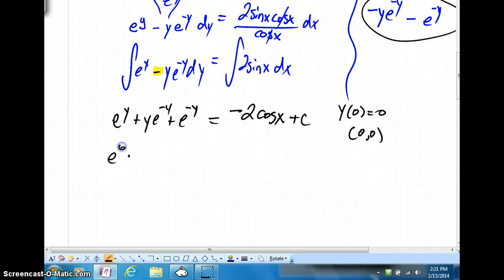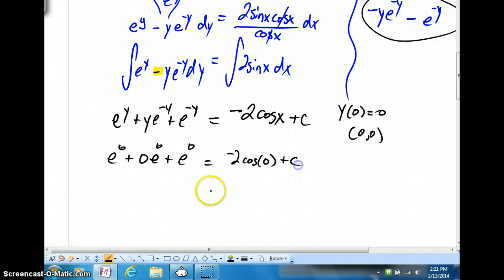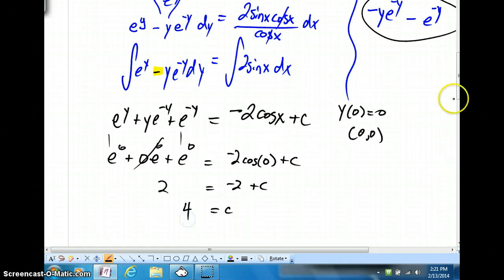So we've got e to the 0 plus 0 times e to the 0 plus e to the opposite of 0 is 0. And over here, we all know what the cosine of 0 is. Cosine of 0 is 1. So really, this becomes negative 2 plus c. This wipes out. 0 times e to the 0 is nothing but 0. But e to the 0s are really 1s, and 1 plus 1 is 2. So c would equal 4.